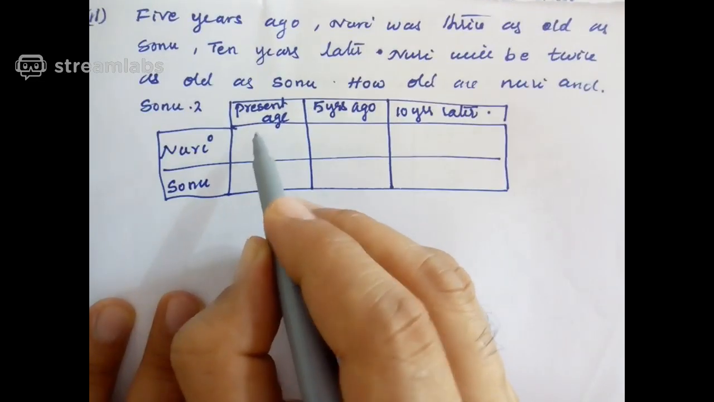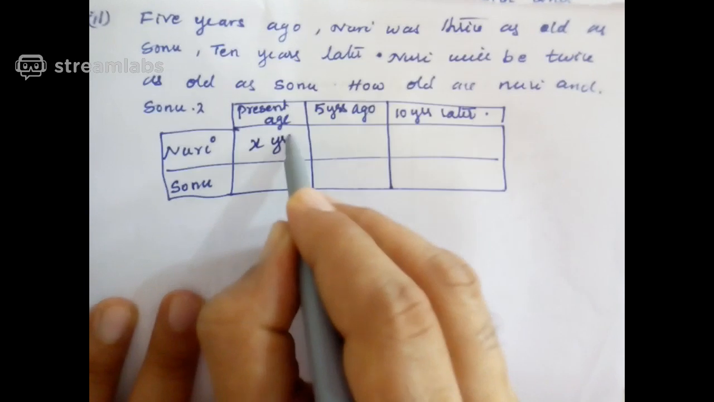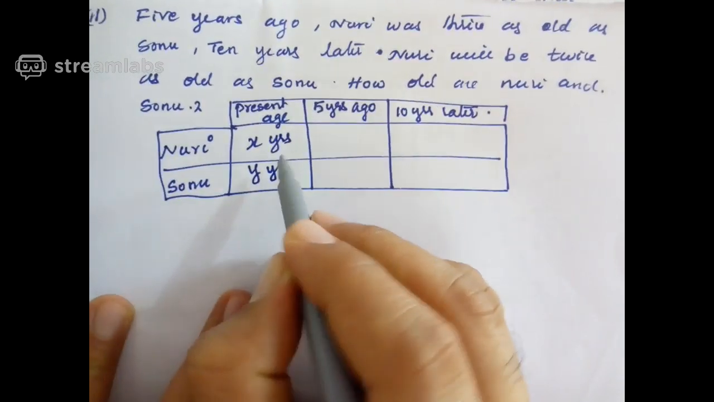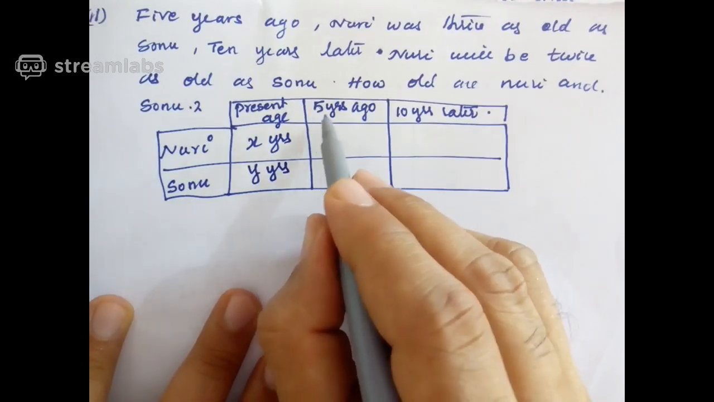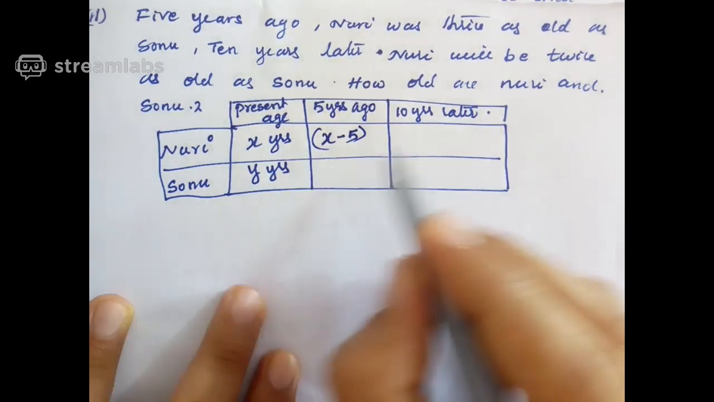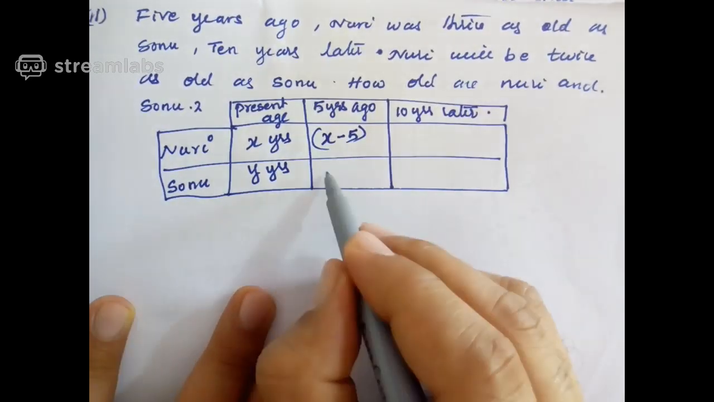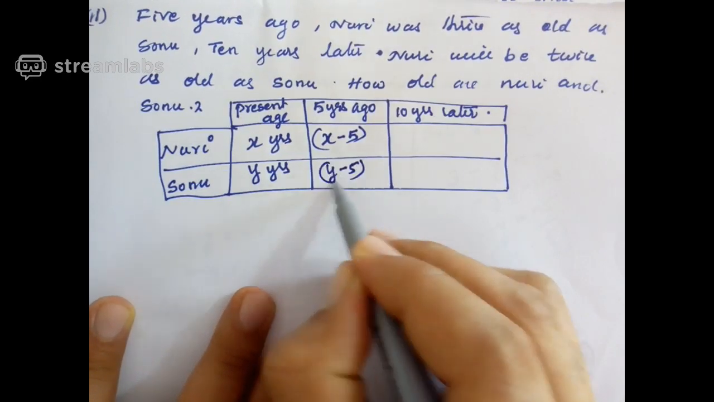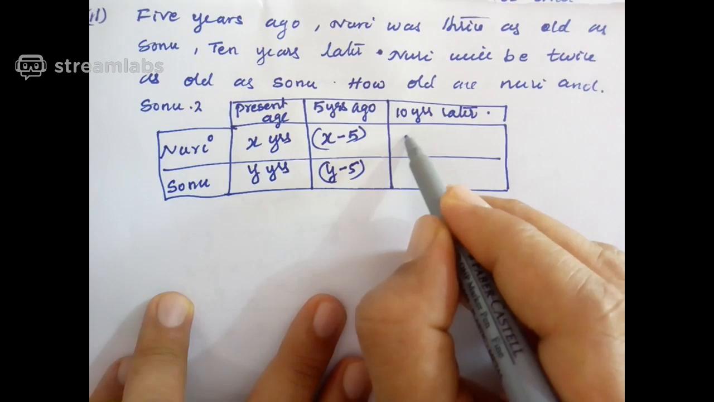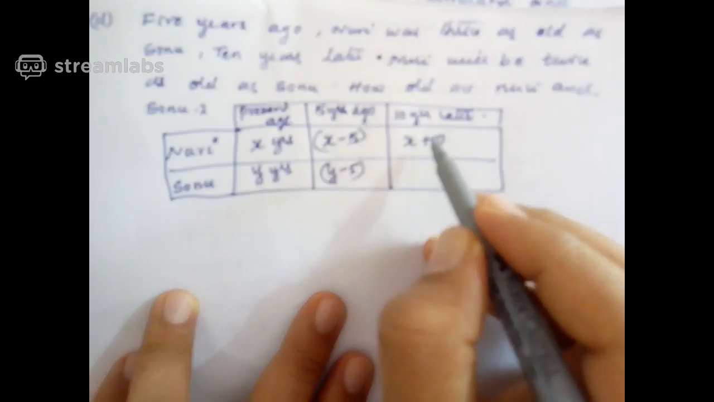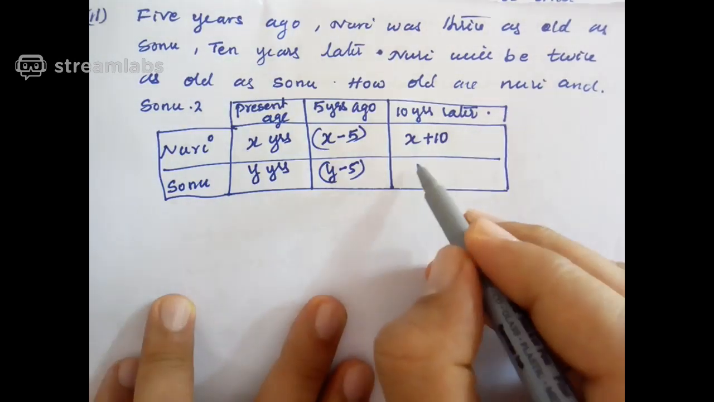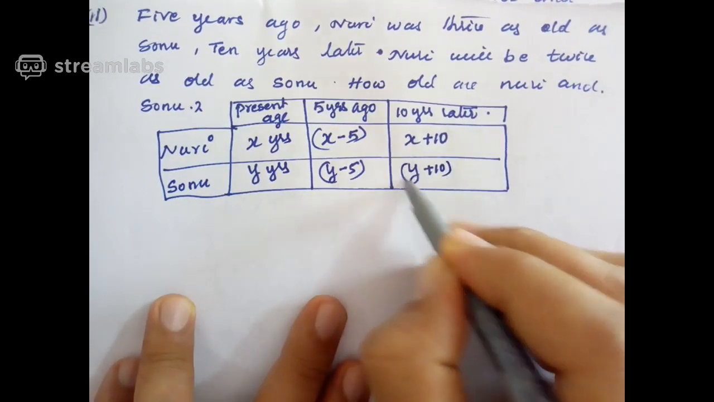Let the present age of Noori be x years. Present age of Sonu is y years. So what was Noori's age 5 years ago? That is x minus 5 years. And what was Sonu's age 5 years ago? That is y minus 5 years. And what will be Noori's age 10 years later? That is x plus 10, isn't it? Then what would be Sonu's age after 10 years? It is y plus 10, isn't it?